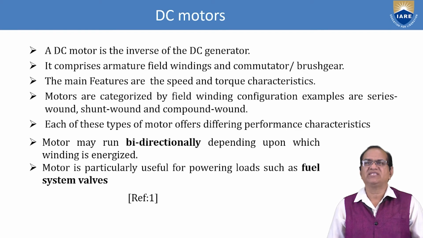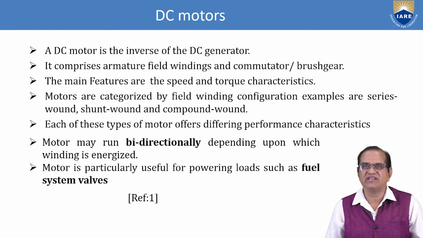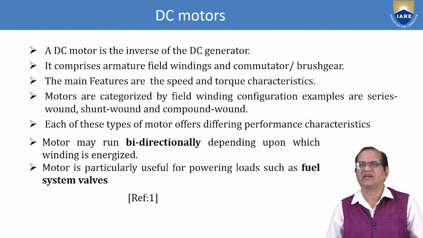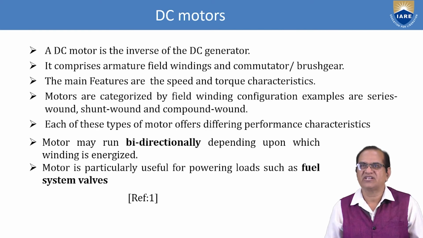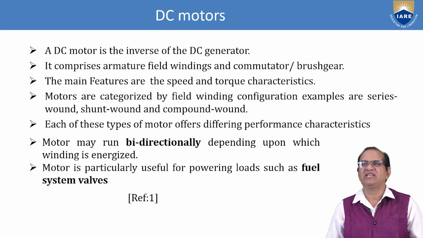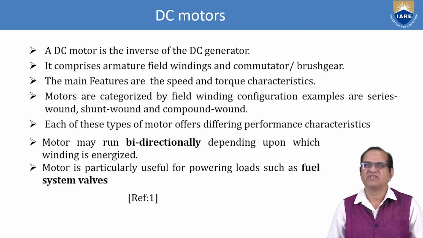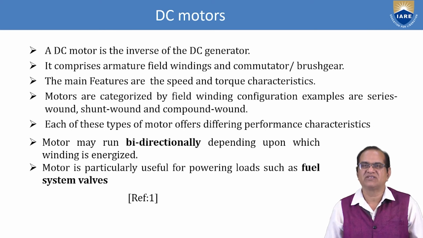A DC motor is the inverse of the DC generator. It comprises armature, field winding and the commutator brush gears. The main features are the speed and the torque characteristics. Motors are categorized by field winding configuration. Examples are series wound, shunt wound and compound wound. Each of these types of motor offers different performance characteristics.